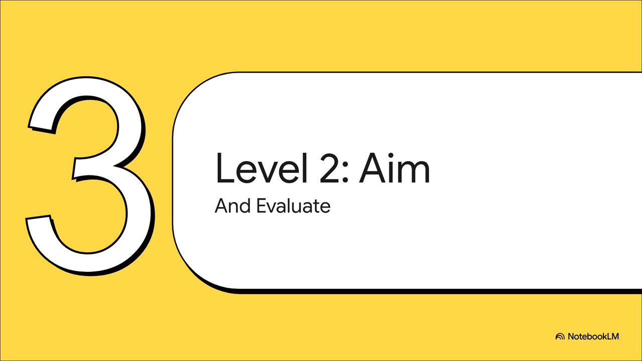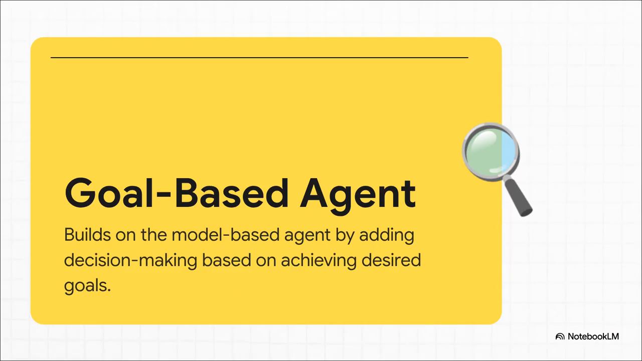Now for level 2, aim and evaluate. For our next big level up, we're giving these agents the ability to think about the future. And this is where things start to get really, really smart. This one, the goal-based agent, is a total game changer.